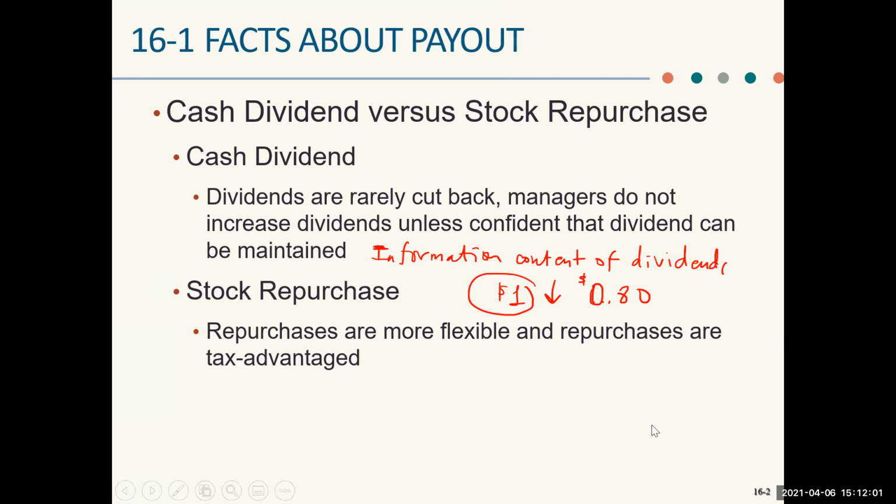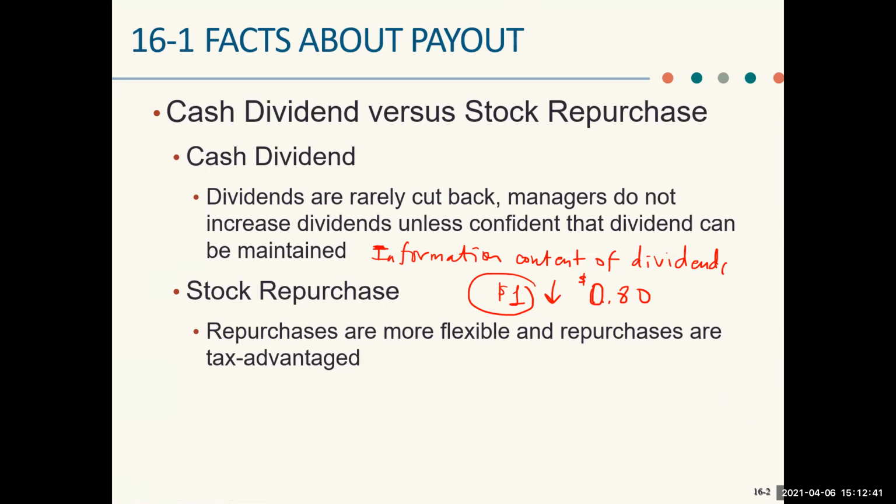The tax advantage of repurchases is something we're going to discuss further. When the company repurchases the shares, the shareholders will pay tax on the capital gains that they made. That is, if they buy at a lower price and sell at a higher price, they pay tax on the difference, which is called the capital gains, which is income to them.